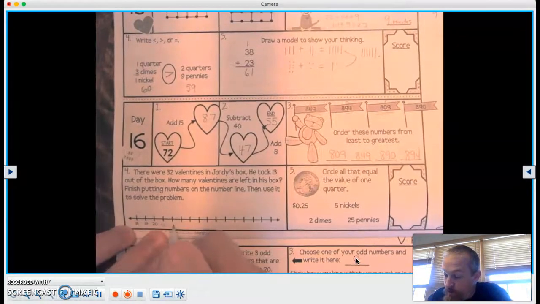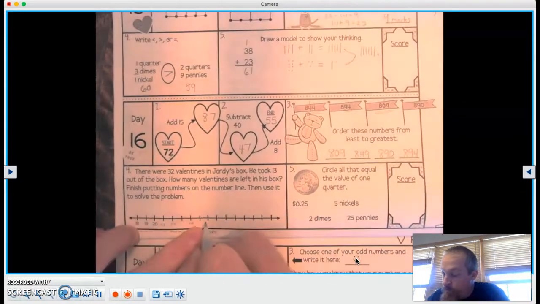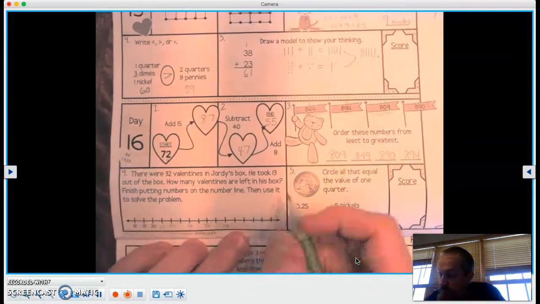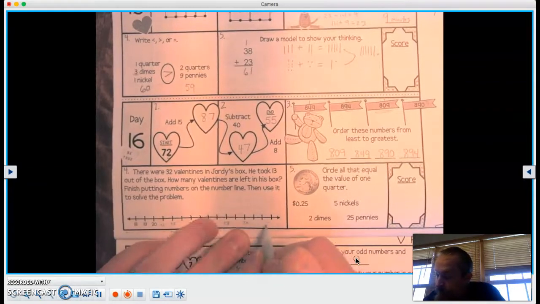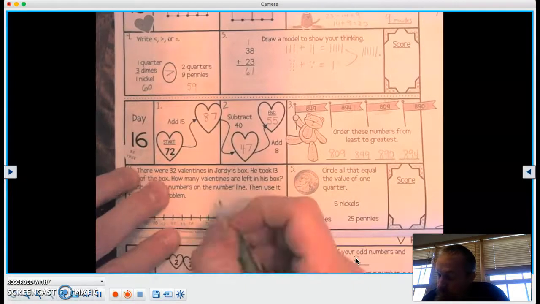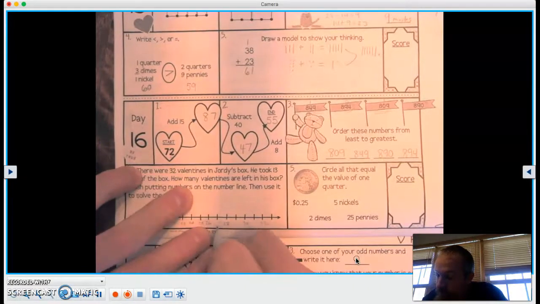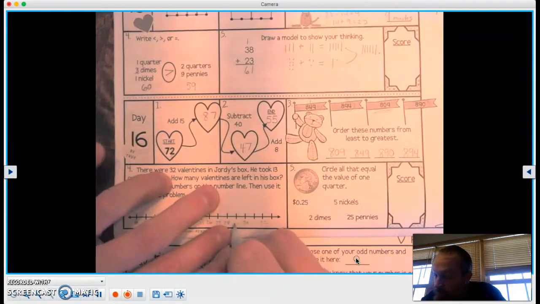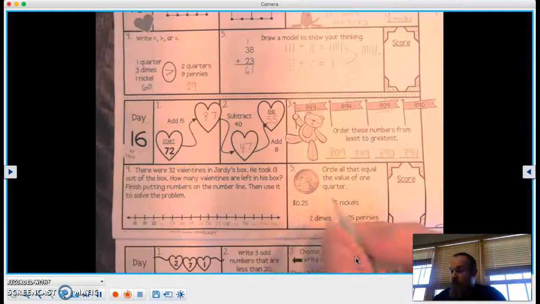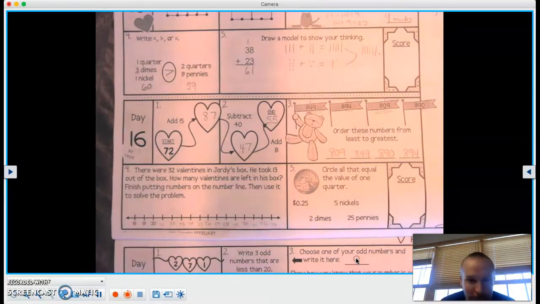There's 21, 22, 24, 26, 28, 30, 32, and you'll notice I did not go in order all the way there. I just wanted to make sure I was doing them correctly and that I had enough room to finish all the numbers. All right, so we're going to start with 32 because there were 32 valentines in Jordy's box.